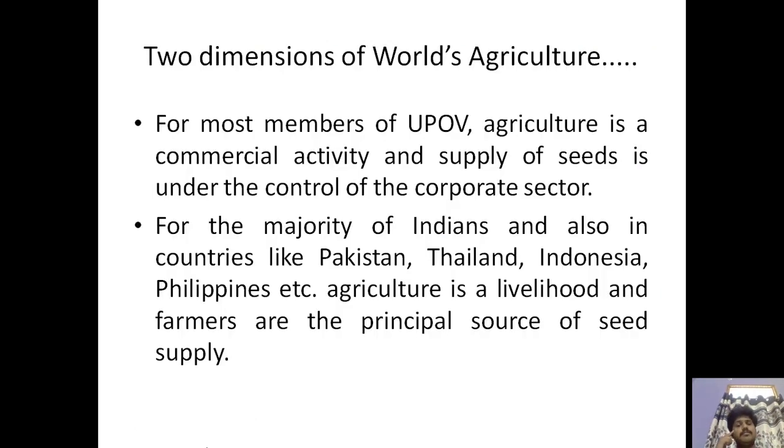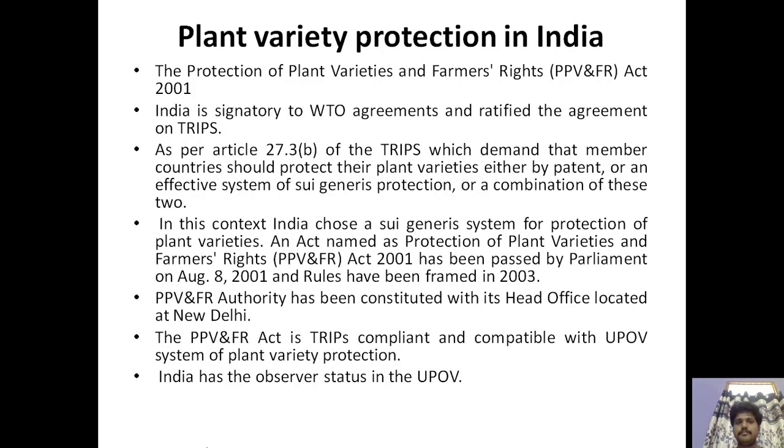Then, two dimensions of the world's agriculture. So there are two dimensions of agriculture across the world. For most of the members of UPOV, agriculture is nothing but a commercial activity, and the supply of seeds is under the control of the corporate sectors. For the majority of Indians, and also in countries like Pakistan, Thailand, Indonesia and the Philippines, agriculture is a livelihood and farmers are the principal source of seed supply.